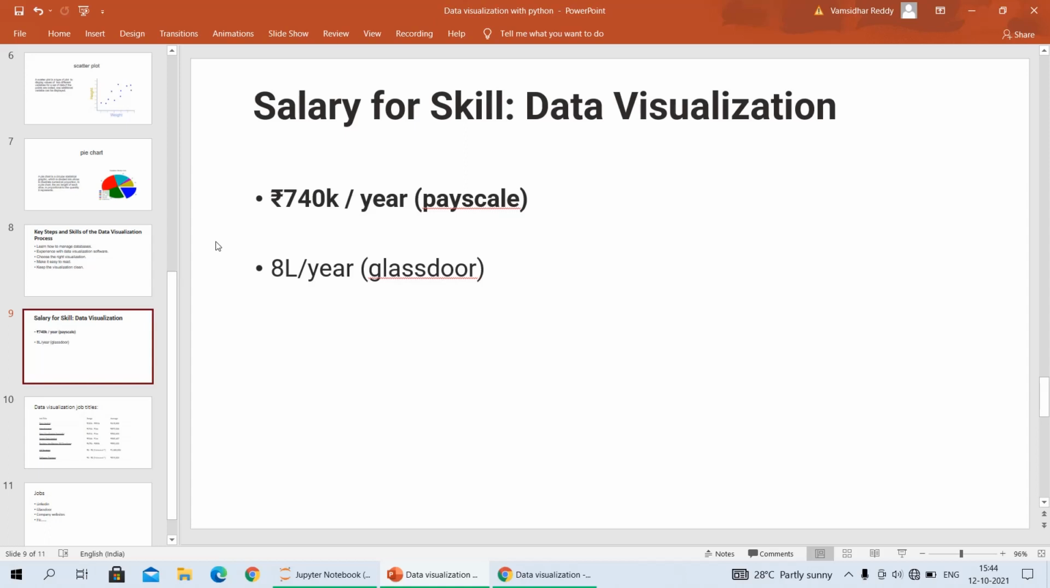According to Glassdoor, it is 8 lakhs per year. According to PayScale, it is 740k, 7,40,000. If your skills are very high, the company will definitely pay you a lot.